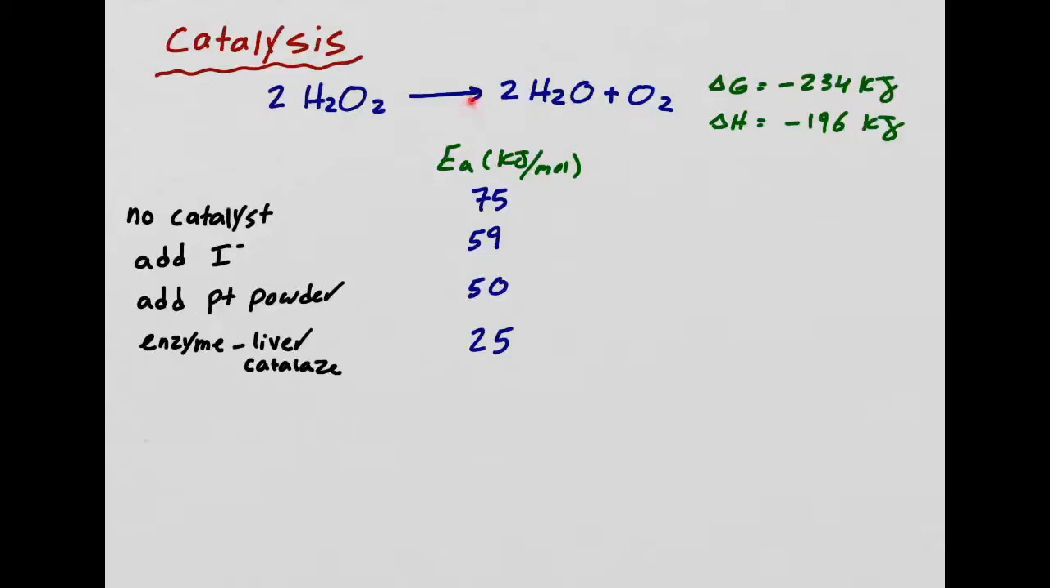Let's say I have this reaction and this reaction has a delta G that is negative 234, if we haven't got to delta G yet. So delta G negative means a reaction will happen. So this means the reaction will happen. And then here the delta H is negative 196. So it's an exothermic reaction. So what that means is thermodynamics tells me that this reaction will happen.